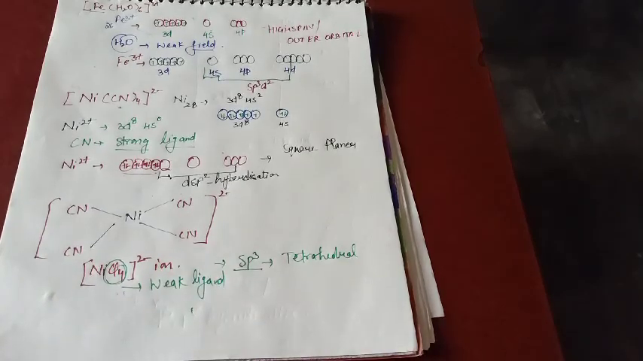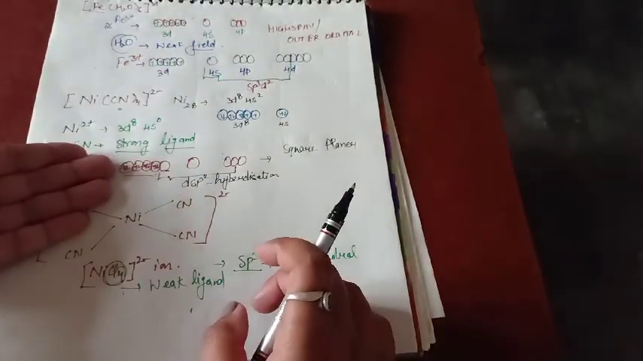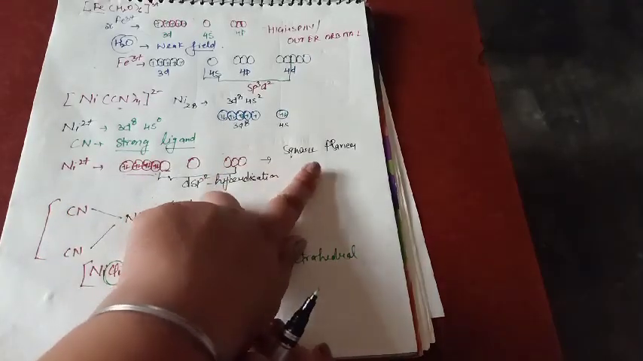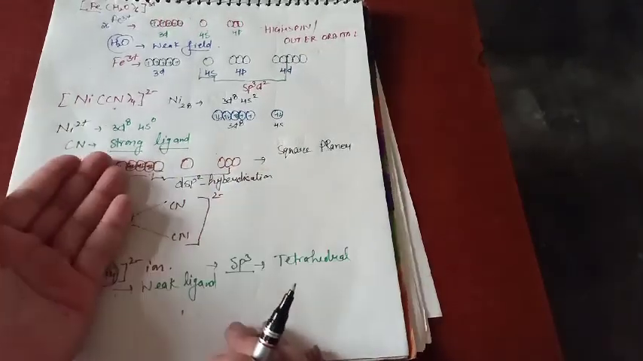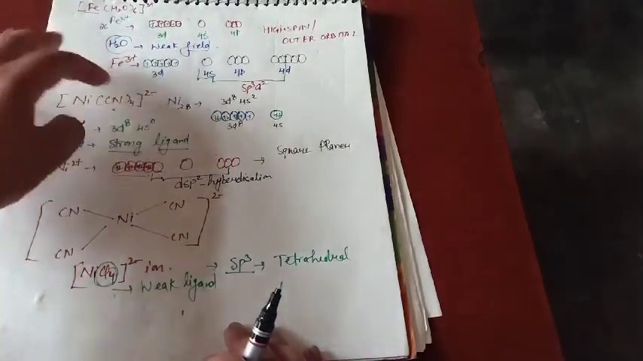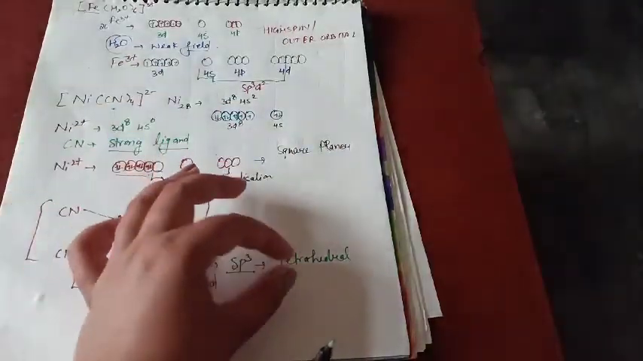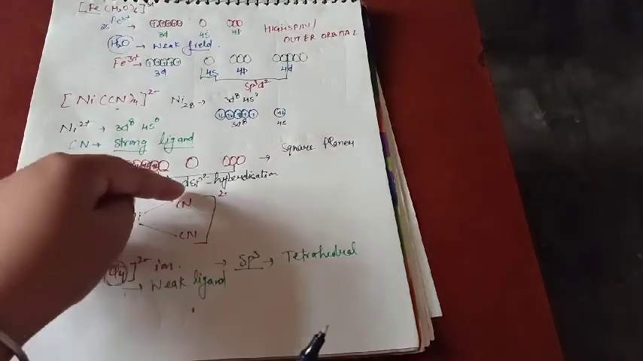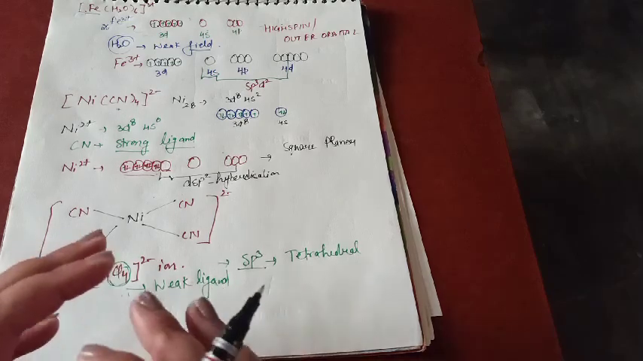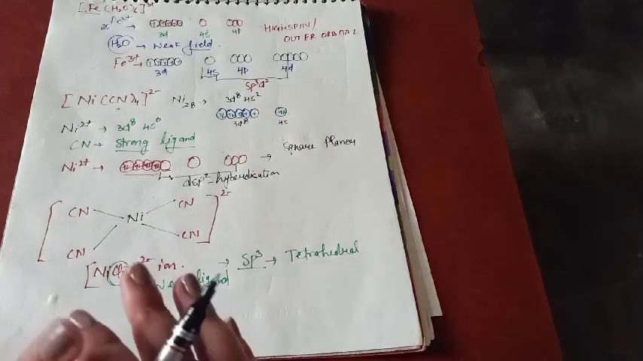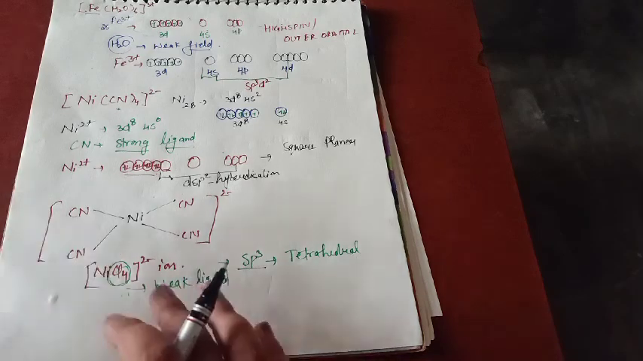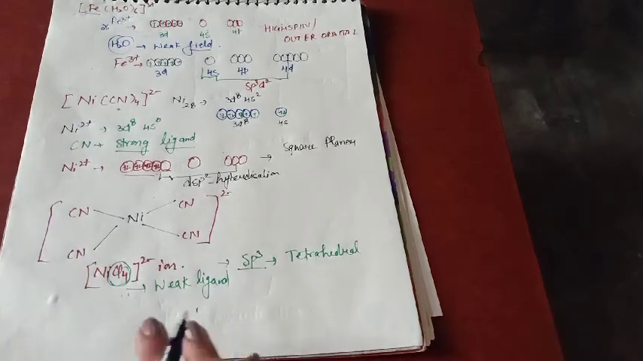Again, this is a limitation that VBT has not explained: why this will be a square planar complex, and why the inner d orbital is involved here. Whenever the ligand number 4 is present, why are some square planar and some tetrahedral? Why is there a difference in hybridization, dsp2 or sp3? So these are the limitations of VBT. VBT has just given a qualitative explanation.